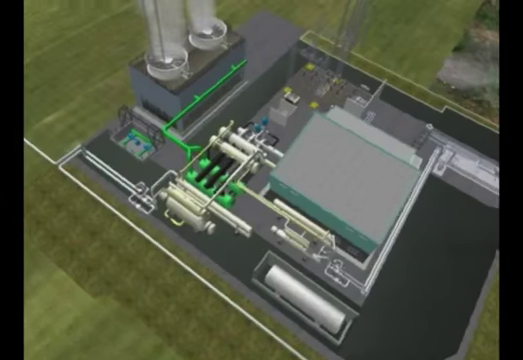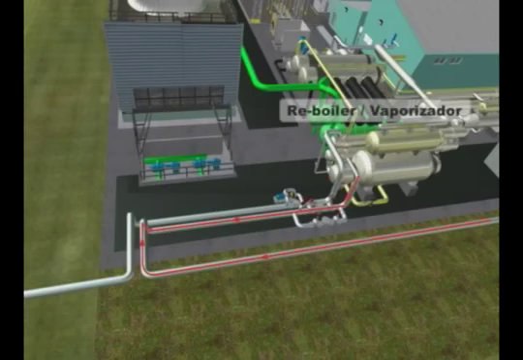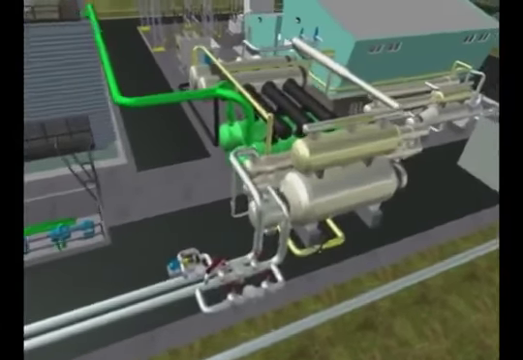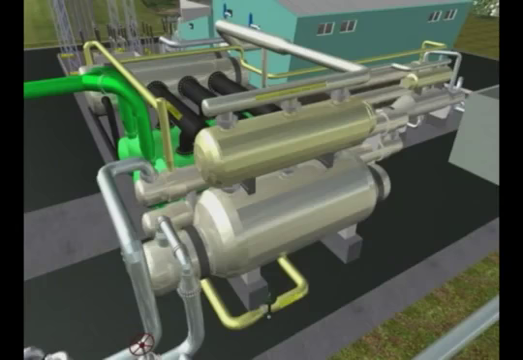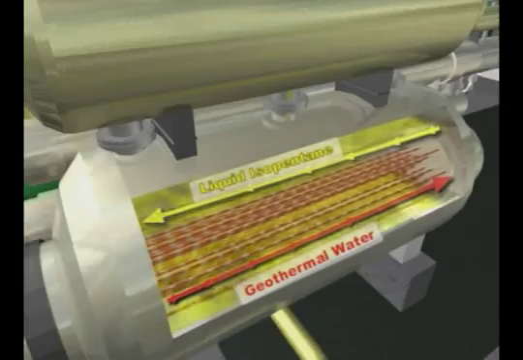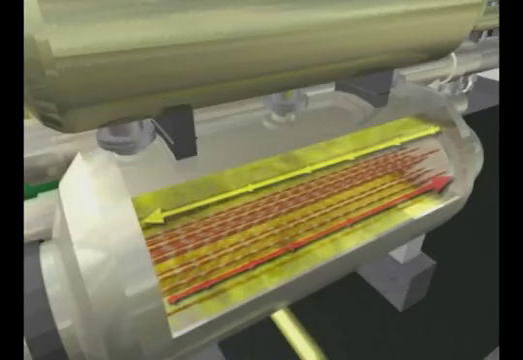The hot geothermal water from the wells enters the heat exchanger into a vessel called the reboiler or vaporizer at a temperature of 180 degrees centigrade. In its course through the plant equipment to the re-injection system, the water transfers heat energy to the isopentane, which enters the heat exchanger in the opposite direction to that of the geothermal water.